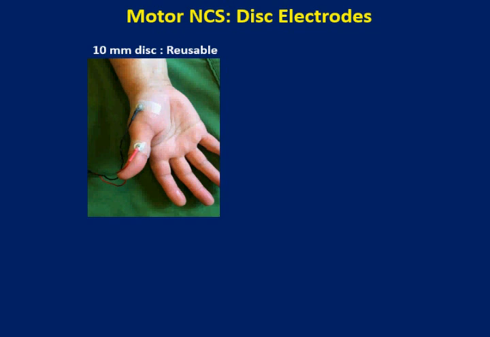The motor nerve conduction studies are performed using surface disc electrodes. Here is an example of reusable metal disc electrodes. They have a diameter of 10 mm. After applying some conductive gel, they are secured on the skin surface using a sticky tape.